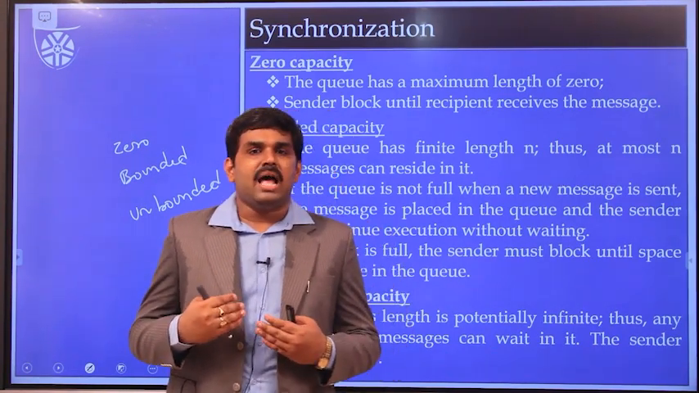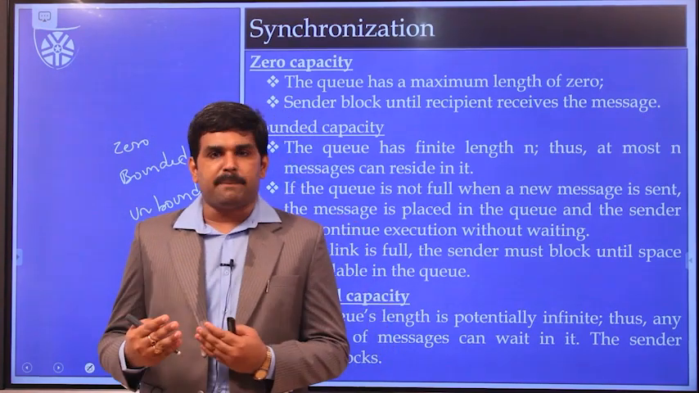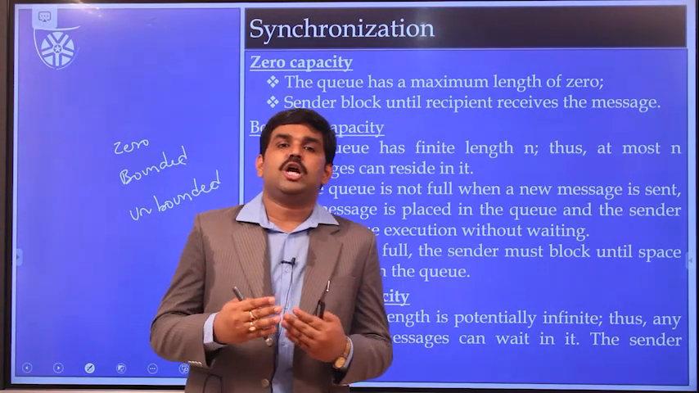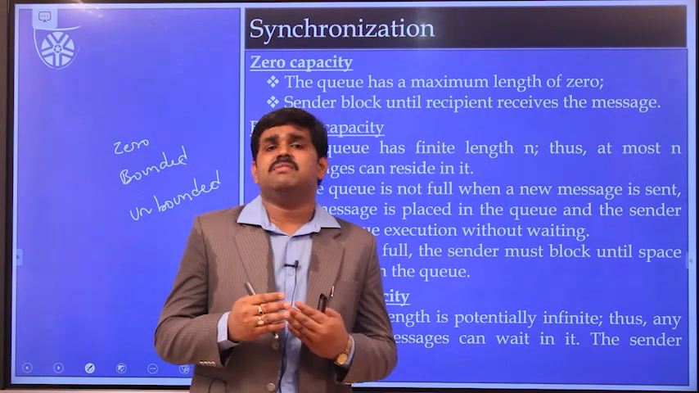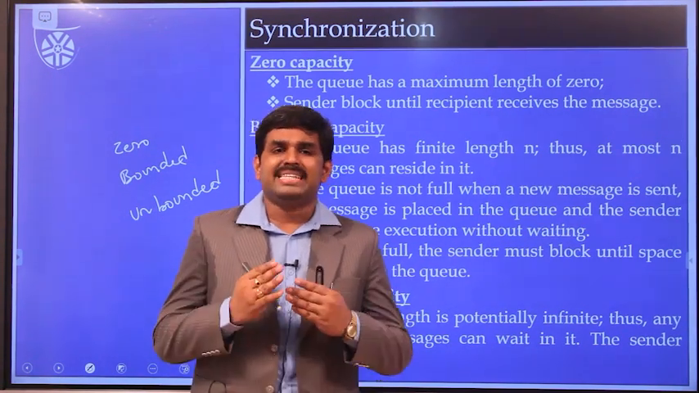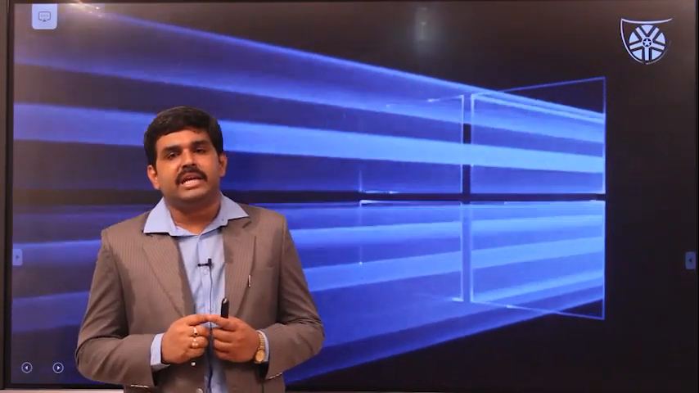But in the case of the unbounded buffer, it means a buffer with infinite capacity. The sender should not block himself. He continuously sends the messages, whether the receiver receives them or not. It is a continuous process. Okay, students, I hope you got clarified about inter-process communication. Inter-process communication is meant to achieve modularity, CPU utilization, and convenience to the user. All these things are made possible in the cooperative process only.